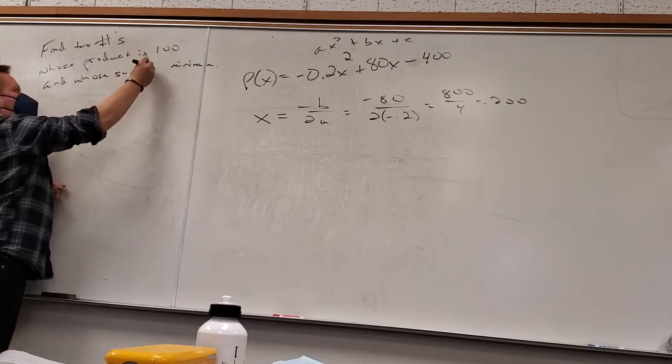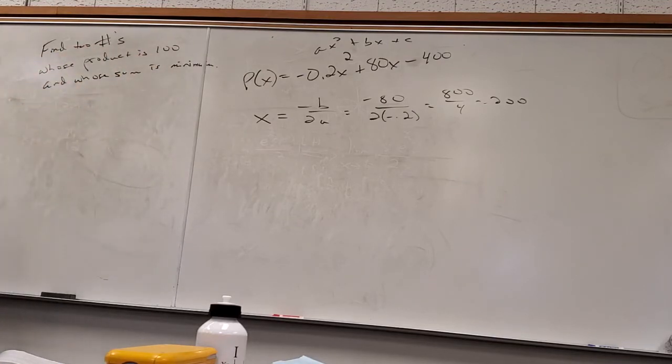So the two numbers that multiply to be 100, whose sum is the smallest thing. Like 2 and 50 multiply to be 100, but they sum to be 52, yes? 5 and 20 multiply to be 100, and they only add to be 25. So somewhere there's a sweet spot. Some of you guys might know already what it is, but hold on to it.